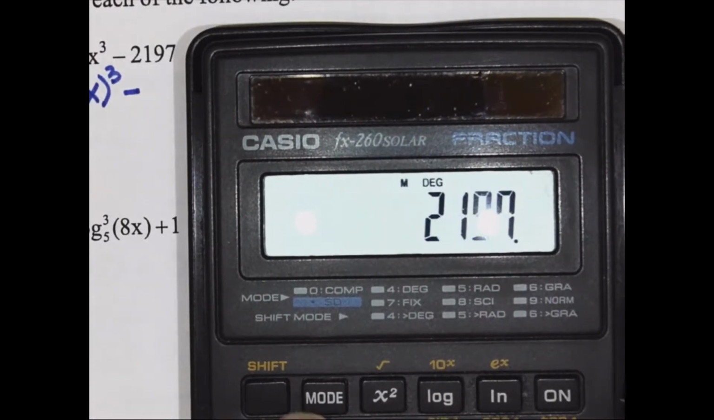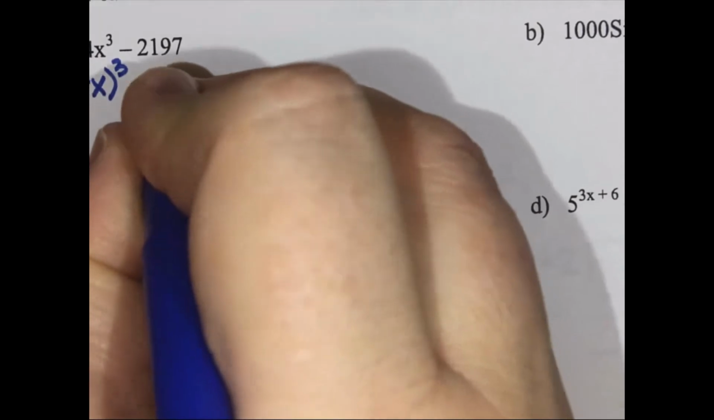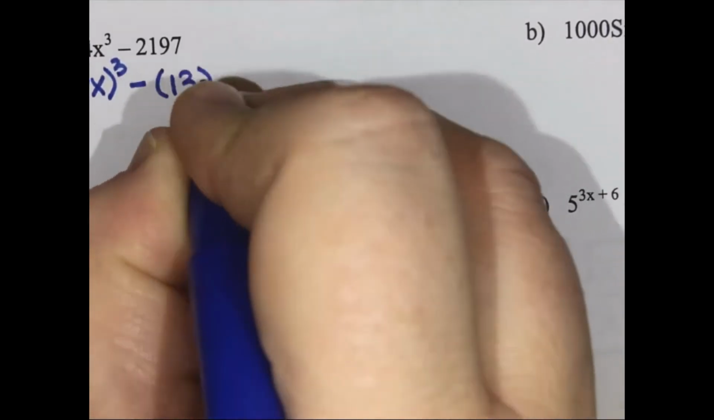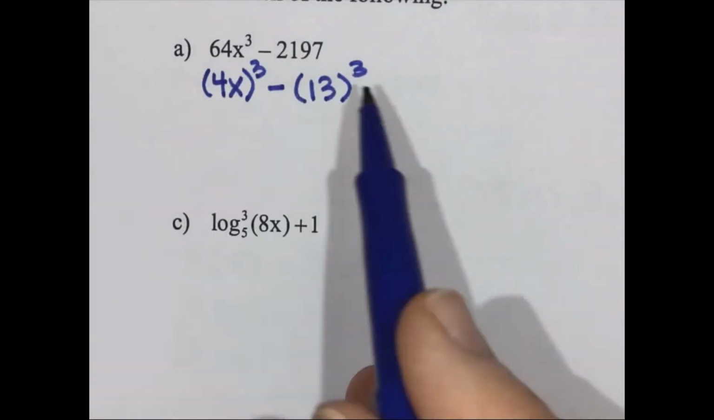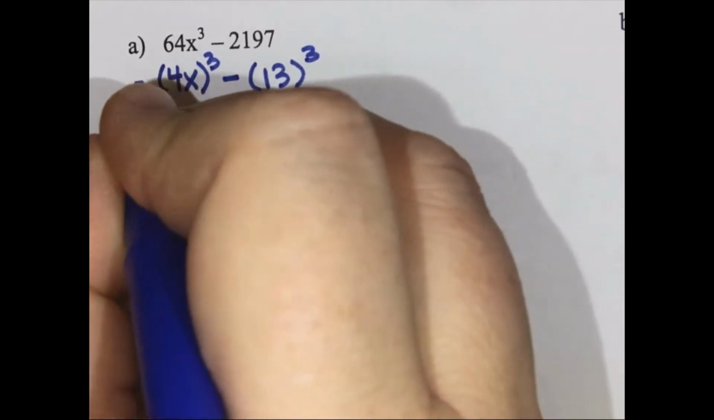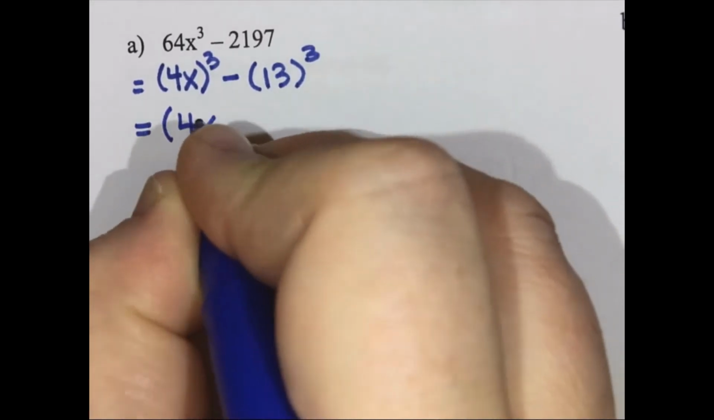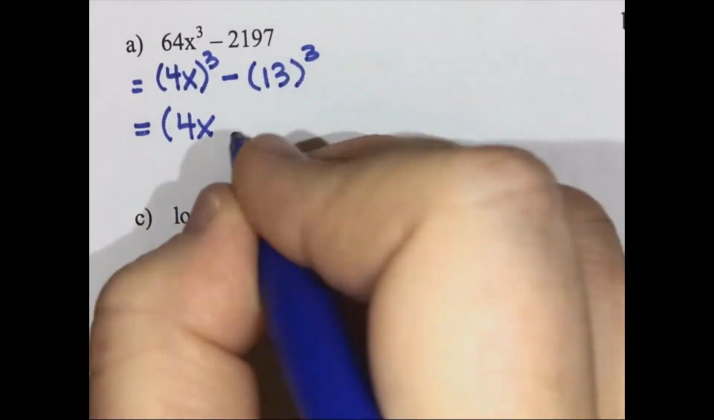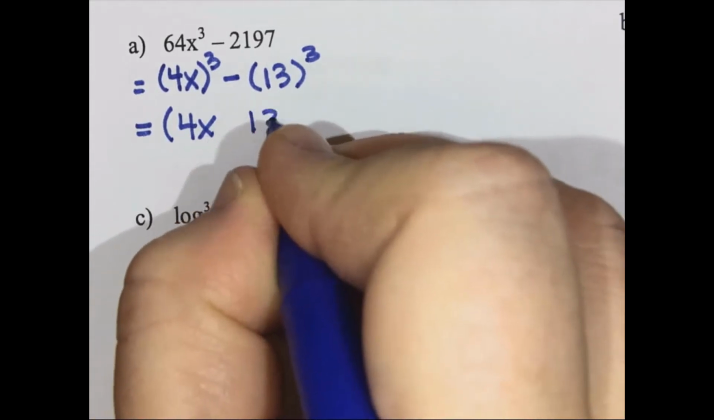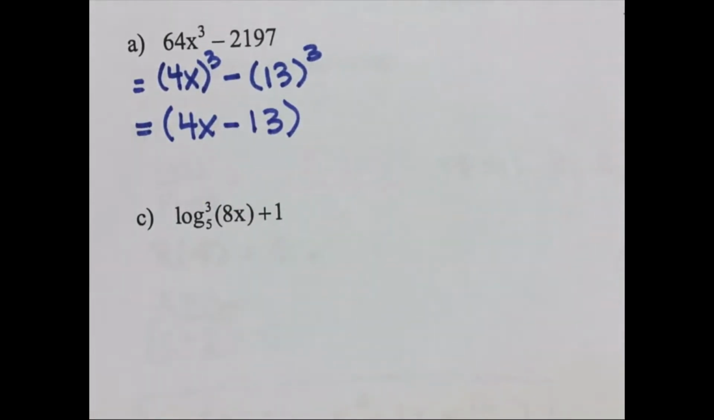And then 2,197. If I cube root that, I get 13. So this is 13 cubed. You don't have to write this step in, but I find it helps. So from here, we are going to cube root the first term. That's just going to be 4x. We are going to cube root the second term, which is going to be 13. And then the sign should match what was in the question.